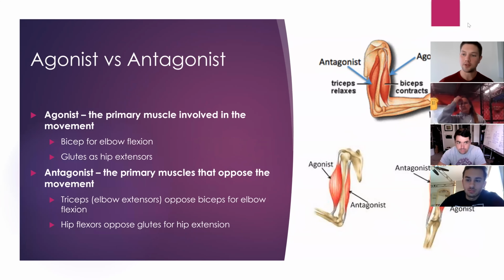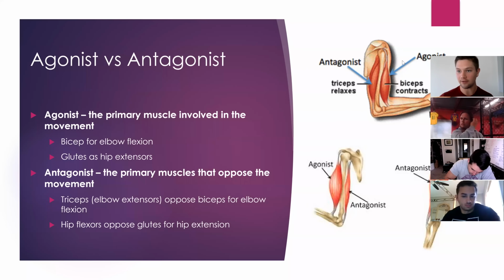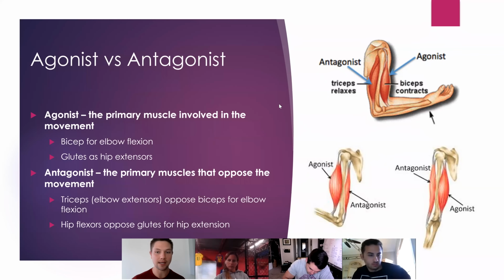So we have two types of muscles in terms of joint actions. We have agonists and antagonists. Agonists are the primary musculature. I'll move myself out of the way right here so you can see what I'm getting at. You can think about it as the prime mover. So if I'm going to do a biceps curl, my agonist is going to be my biceps. And if I'm going to extend my hip and stand up, my glutes would be an agonist involved in that.